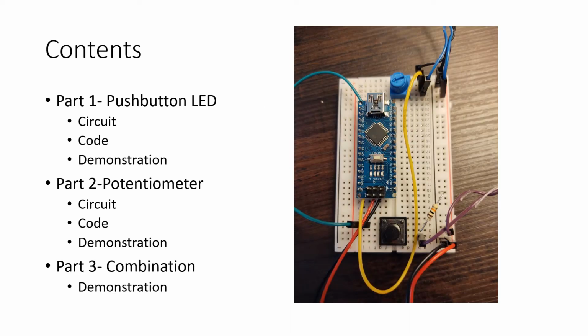In this assignment, we'll cover Part 1, the push button with LED, which will be broken down into the circuit, the code, and a demonstration. Part 2, the potentiometer, which will be broken into the same parts: circuit, code, and demonstration. And then Part 3 was not assigned, but I decided to do it anyway. It's a combination of parts 1 and 2. I will actually only be showing the demonstration.